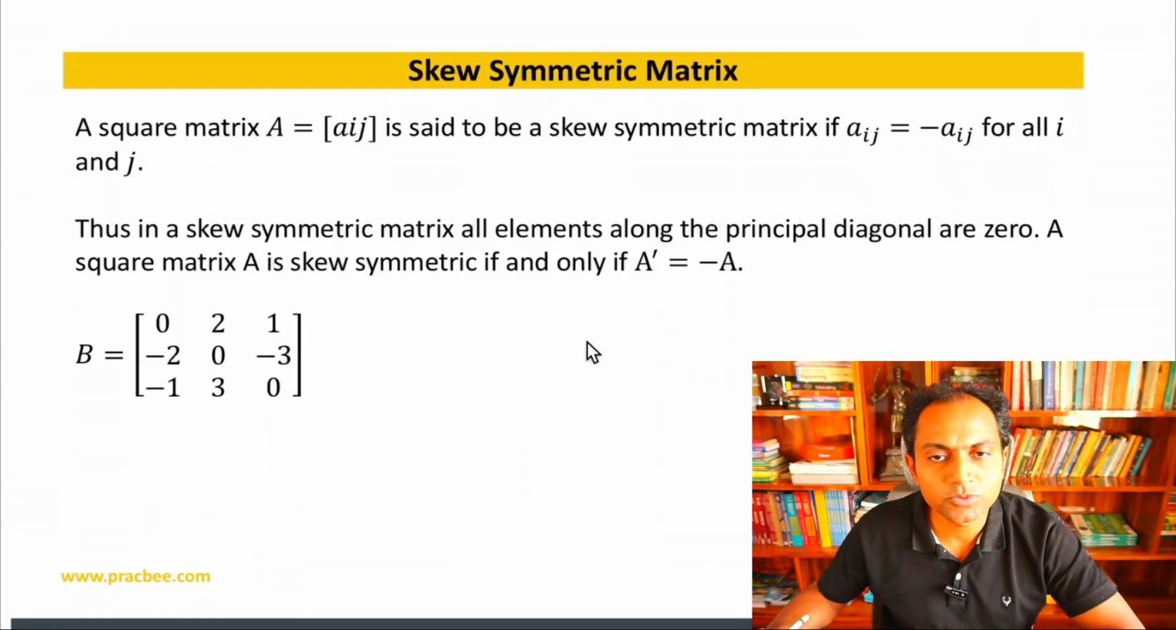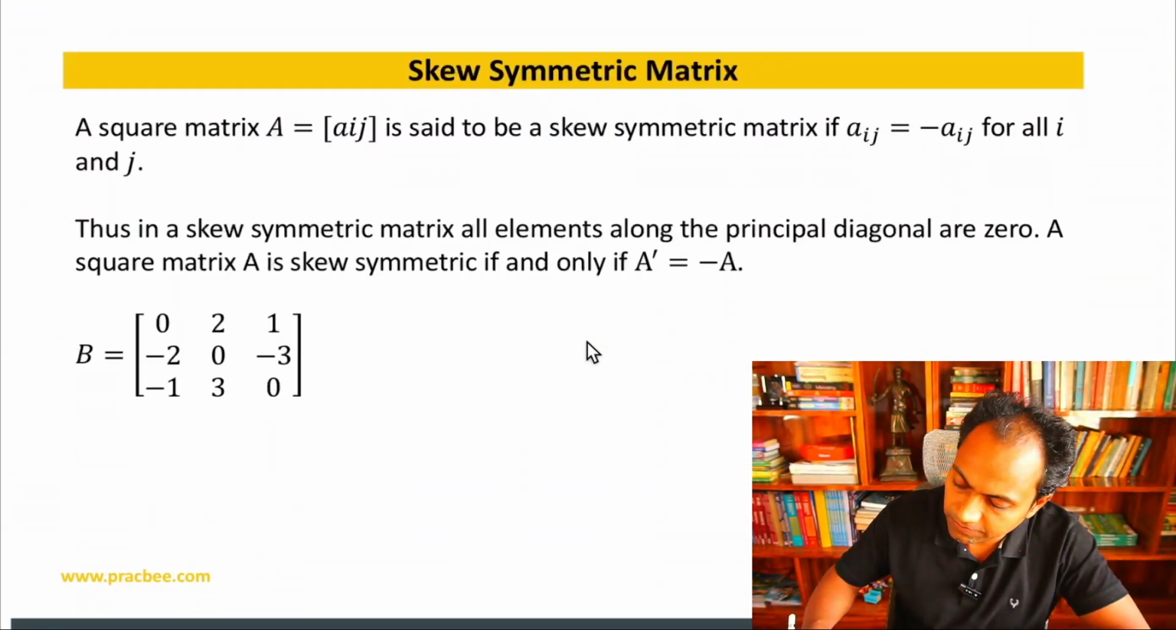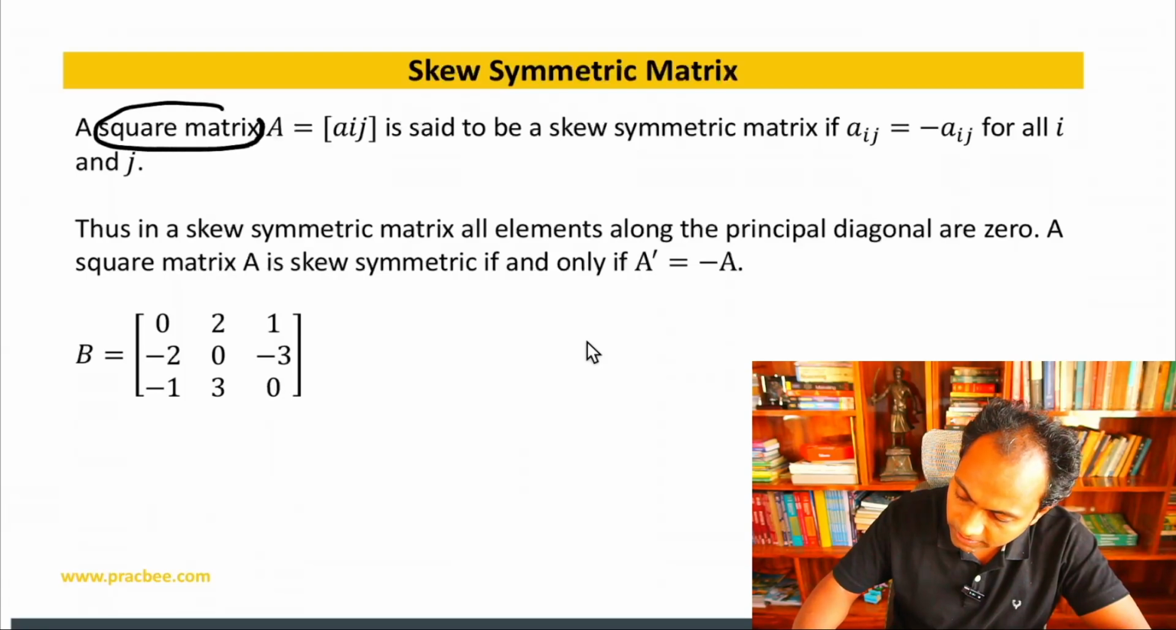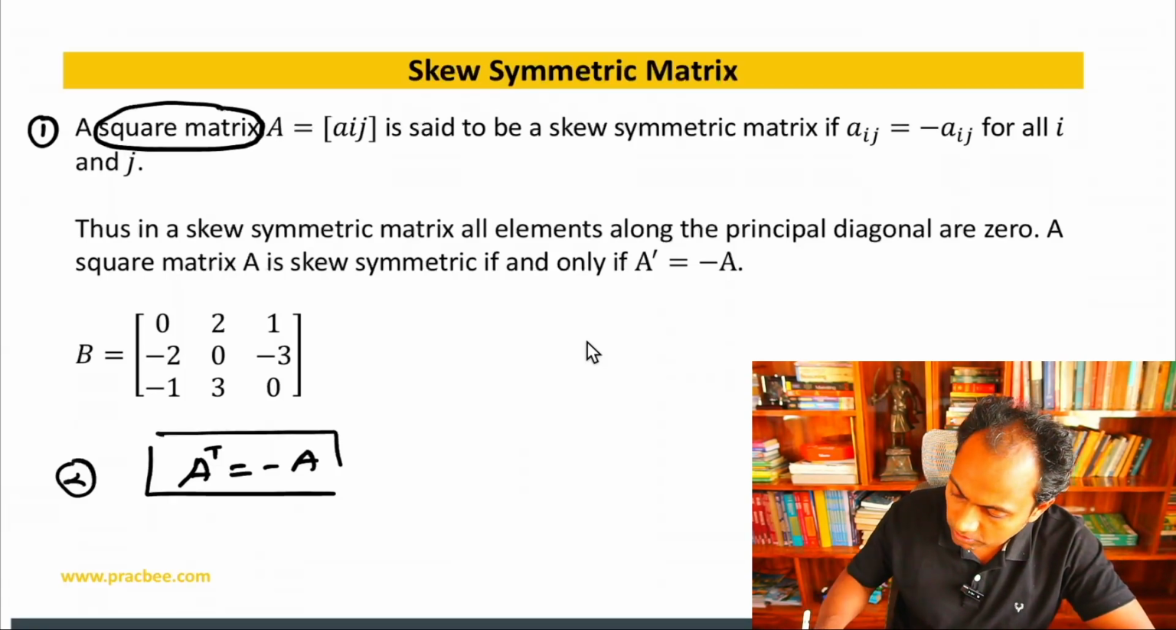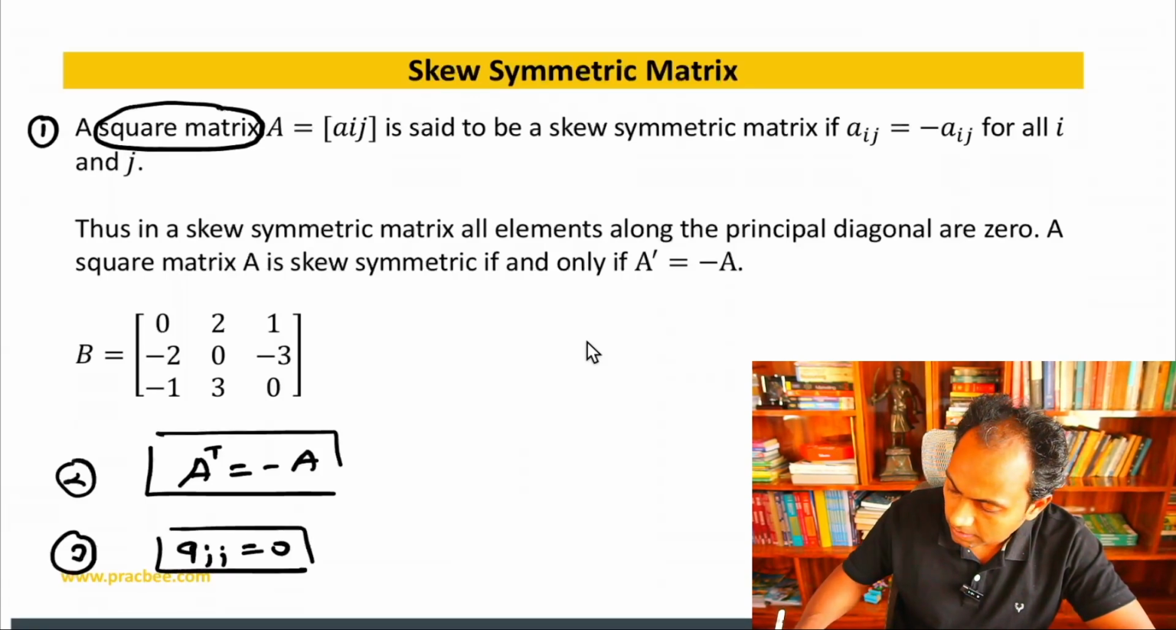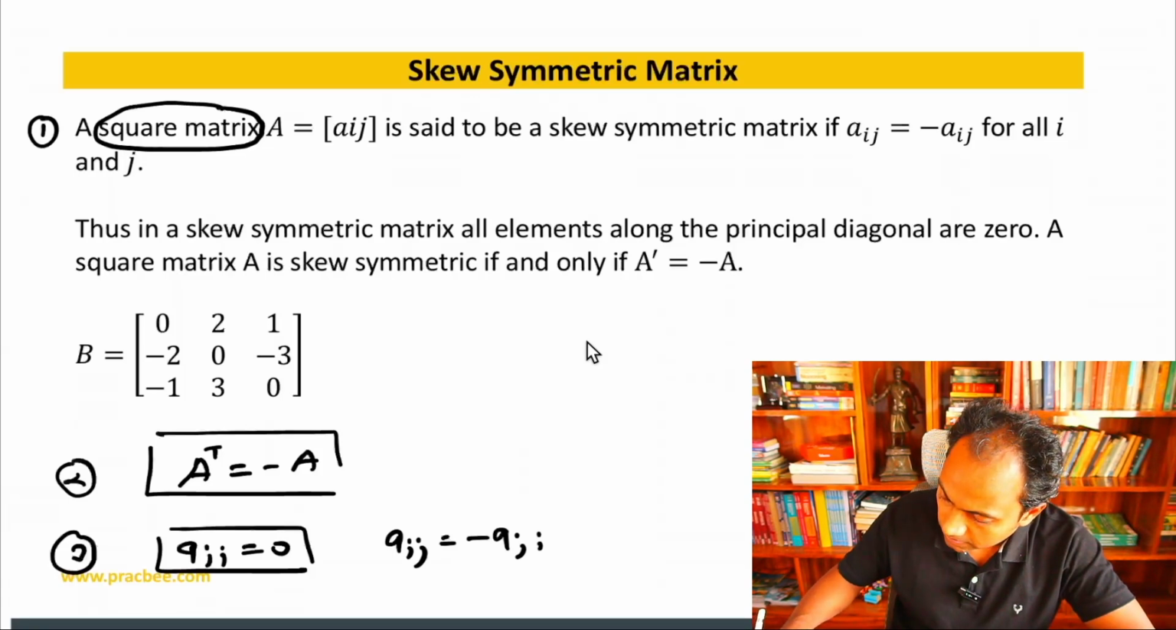If I look into a skew symmetric matrix, now obviously it is a square matrix, that is one. Second important idea to notice is, if I find transpose of A, it will be equal to minus of A. And third thing to be noticed is, if I apply this property, all the diagonal elements will be equal to 0 and all other elements will satisfy Aij equal to minus of Aji, where i is not equal to j.